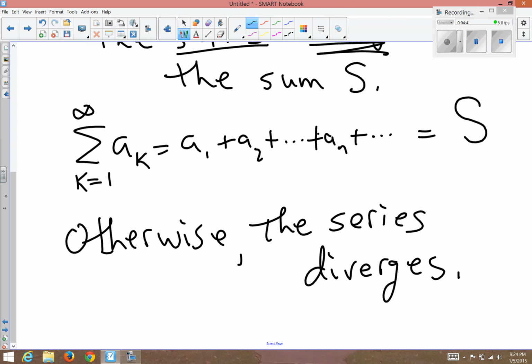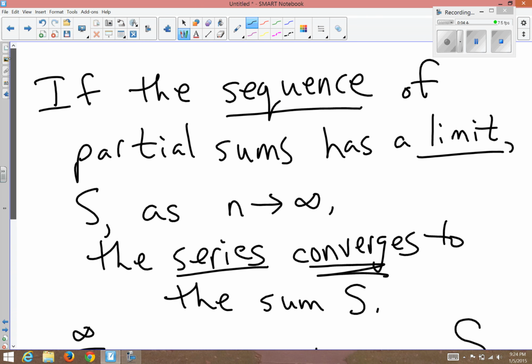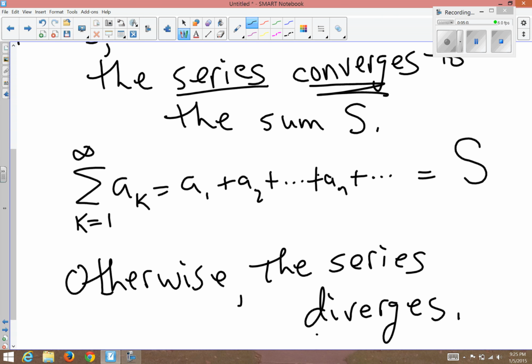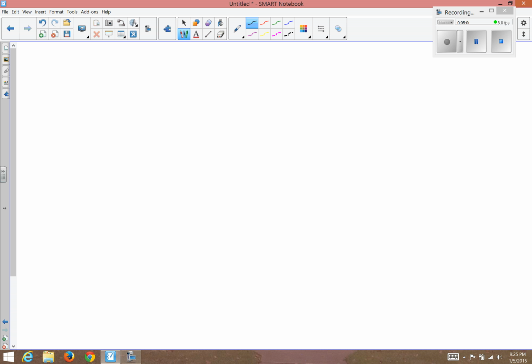We're going to look at a few examples. The main point of looking at the examples is to clarify all this vocabulary, like the word sequence, the phrase partial sums, the phrase has a limit as n approaches infinity, and the vocabulary words converges and diverges. So when we do exercises, they should clear up all the vocabulary. Page 485, exercise 8.